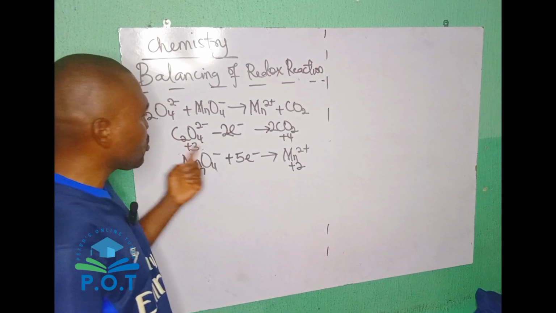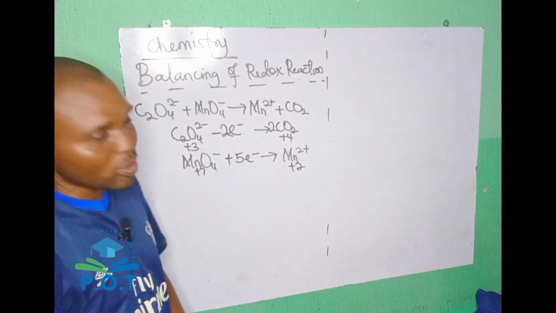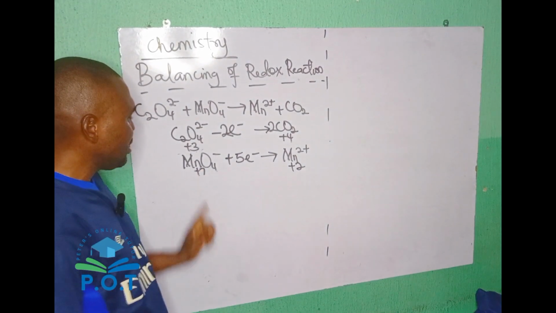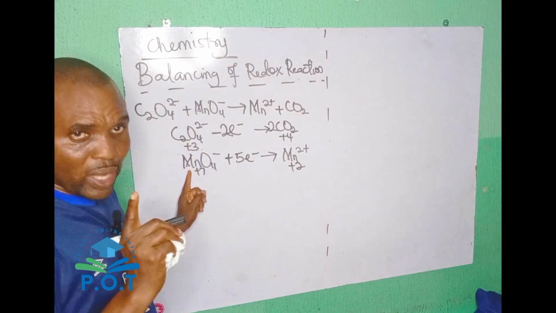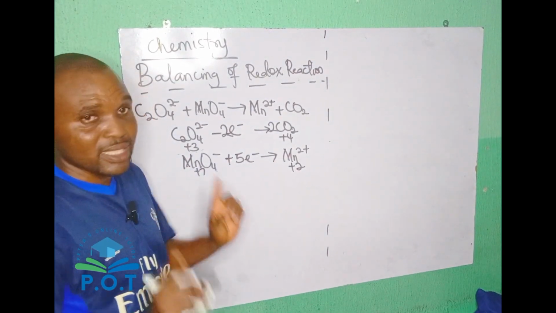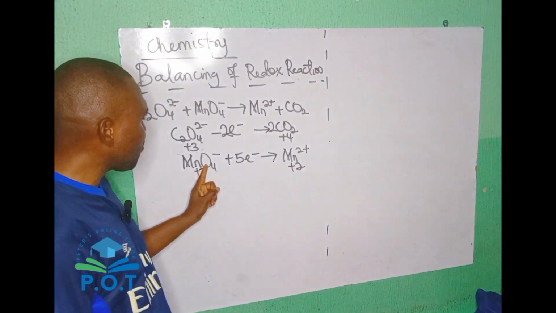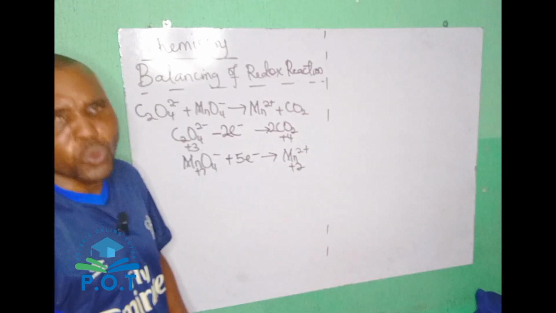Apart from oxygen, carbon too is balanced on both sides of the equation. Now, if we come here, this is manganese. Manganese here is 1, manganese here is 1, manganese is balanced. Oxygen here is 4, but there is no oxygen here. So what do I do?